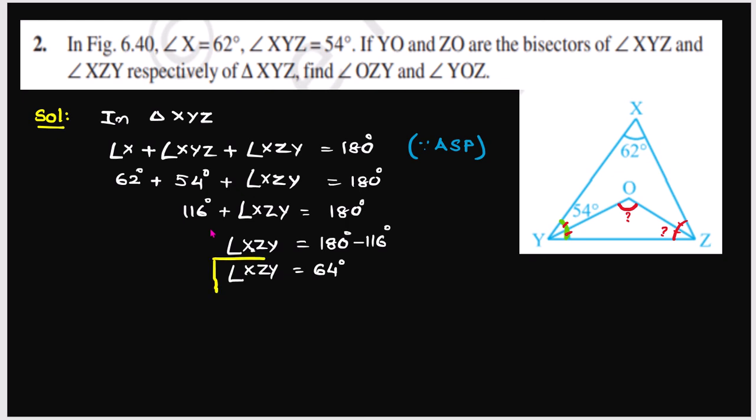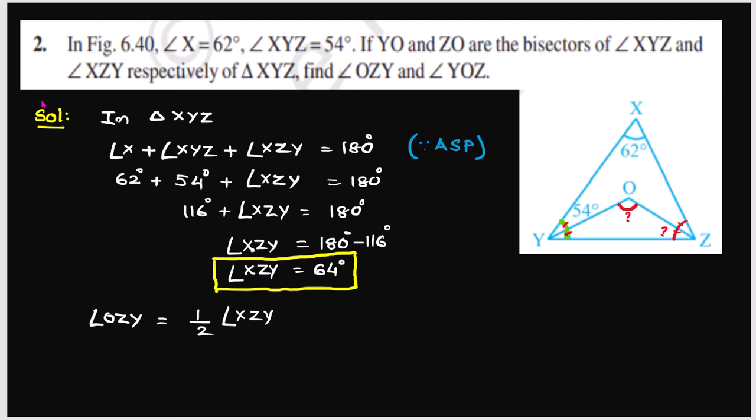Why did we find angle XZY? Because here one of the angles asked to find is angle OZY. Since OZ is a bisector of angle XZY, if you find angle XZY, then half of angle XZY will be angle OZY. That's why we have to find angle XZY first, which we found. So here we can now write angle OZY is equal to half of angle XZY.